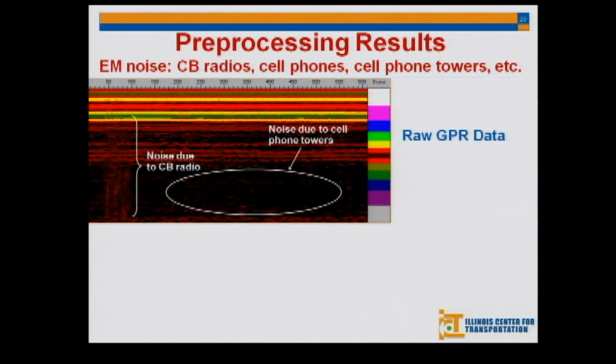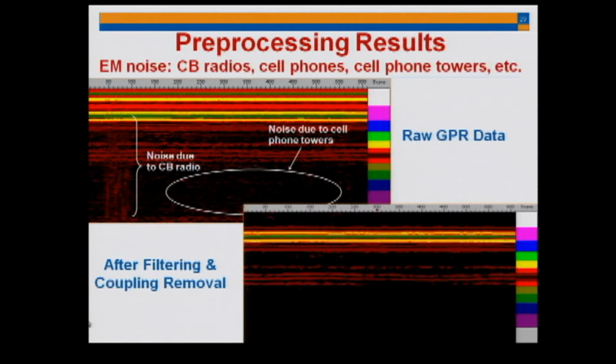Another thing is if you are collecting data and you are on your cell phone or passing a tower or whatever, all this interferes with your data, so you need to clean it. This is all noise, and this noise can really affect your analysis. So we can use some filtering and take all this out. You can see now this is much, much cleaner after removing the coupling and the noise.